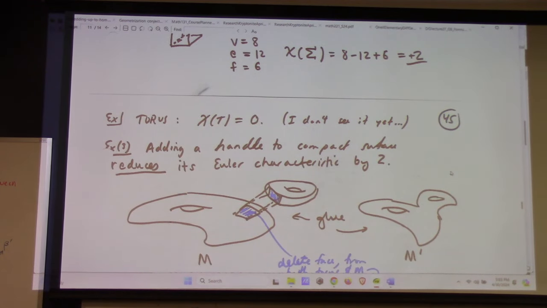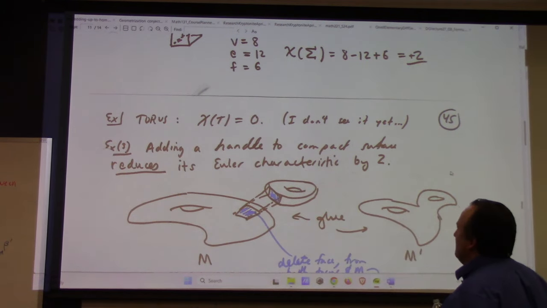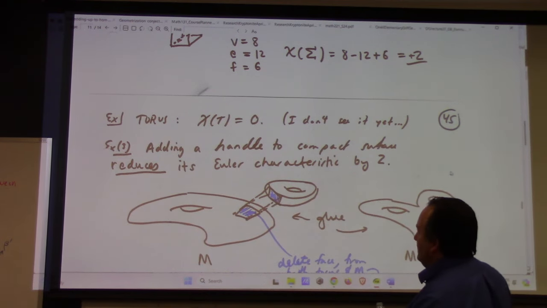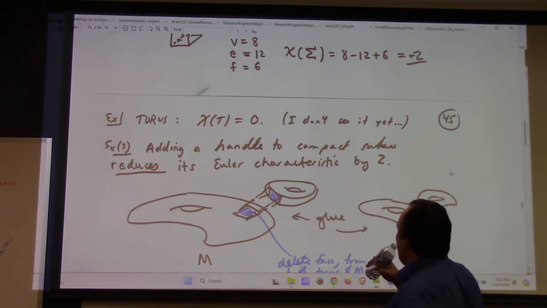The torus, on the other hand, has an Euler characteristic of 0. As I said, I don't see it yet. Well, we don't have time. So, cool thing, if you add a handle to a compact surface, it reduces its Euler characteristic by 2.